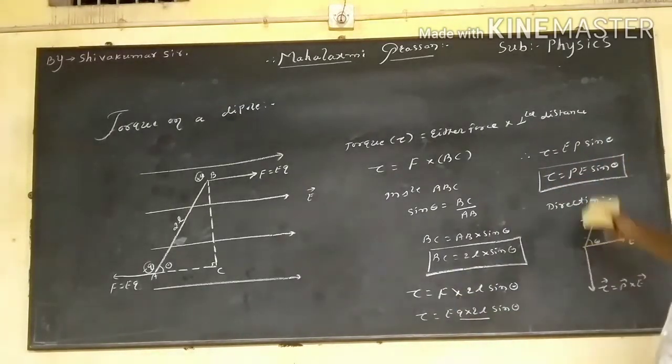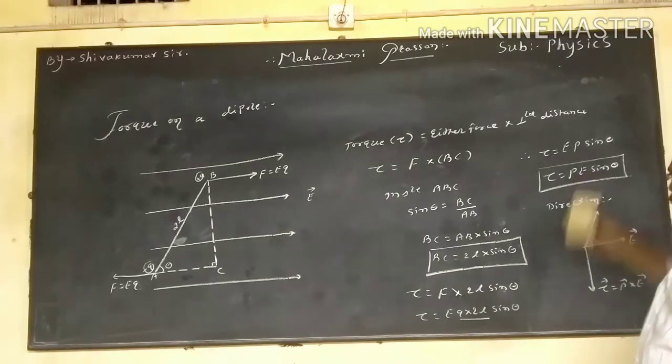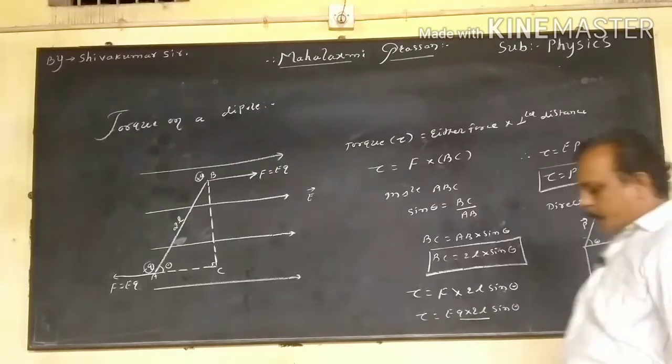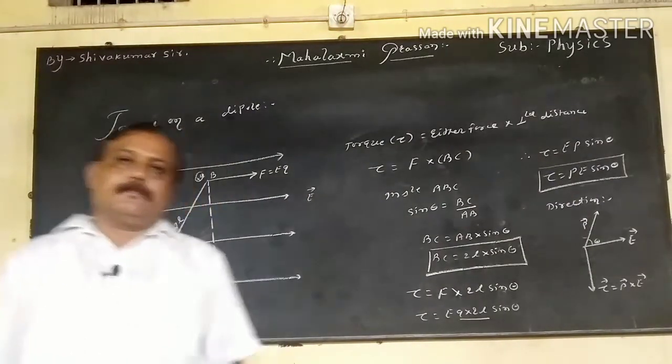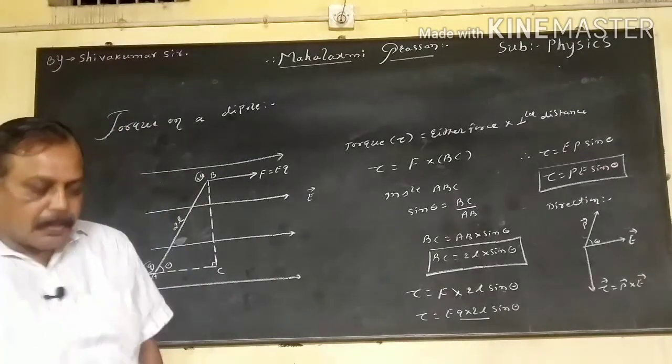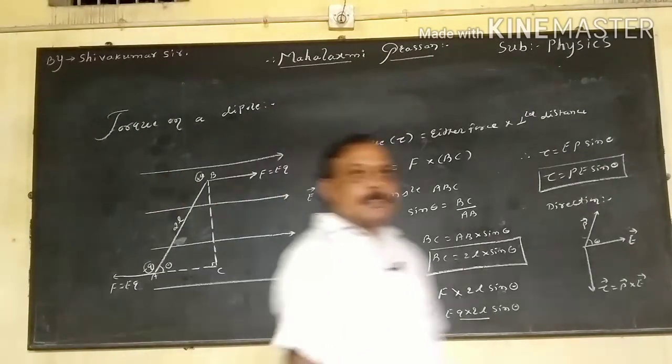So this equation represents the magnitude. Now it is a vector quantity. Its direction is given by the torque being perpendicular to both vector P and vector E. Right? Now this makes the end of the electric dipole.